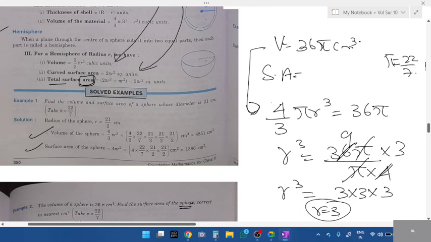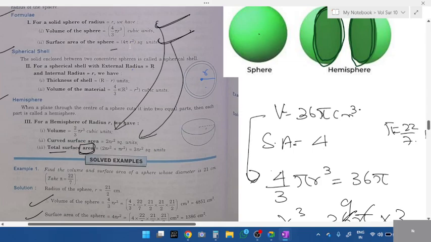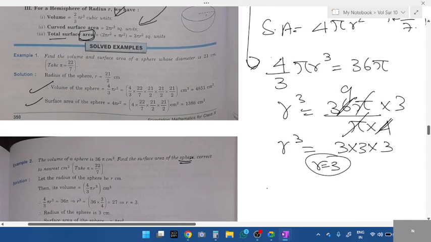Find the surface area. What is the surface area formula? 4 pi r square. So surface area is equal to 4 into 22 by 7 into r square, which is 9.